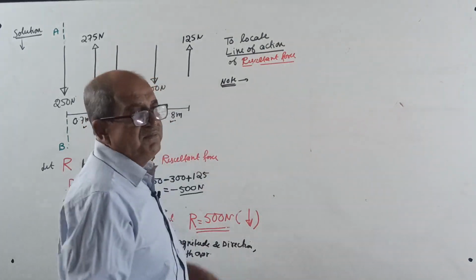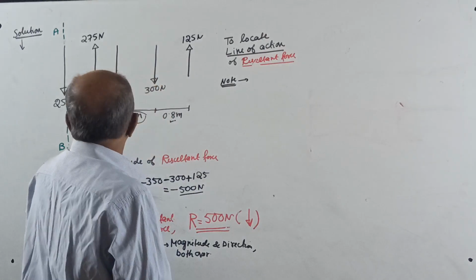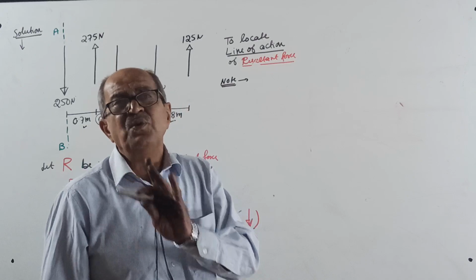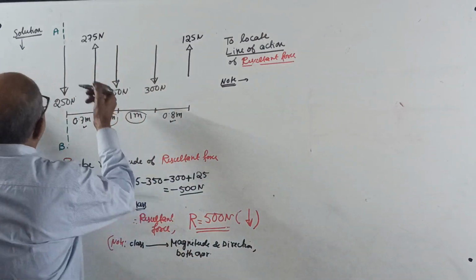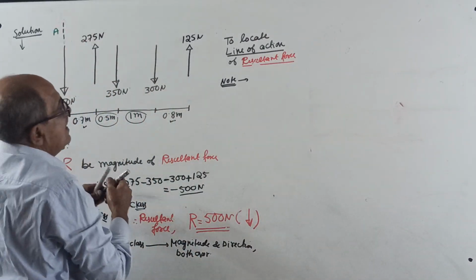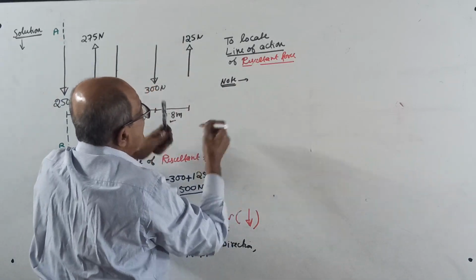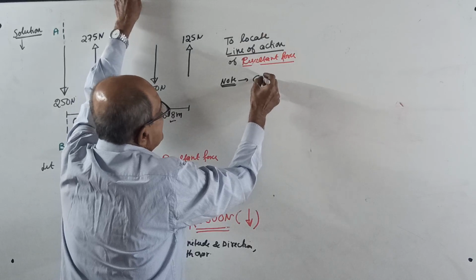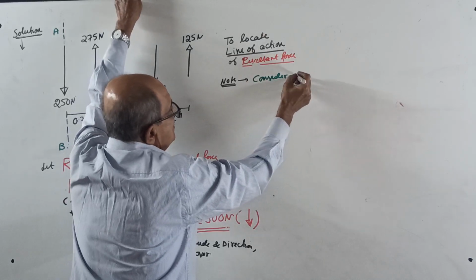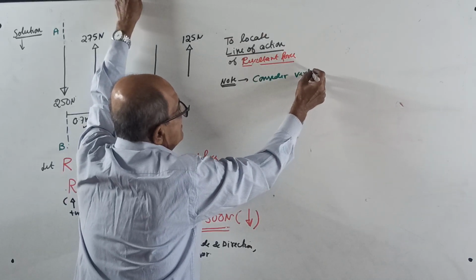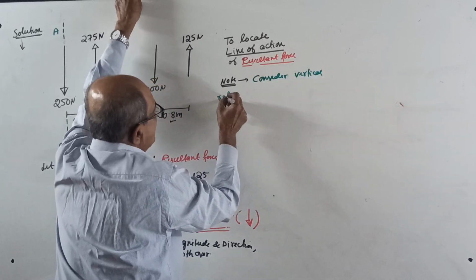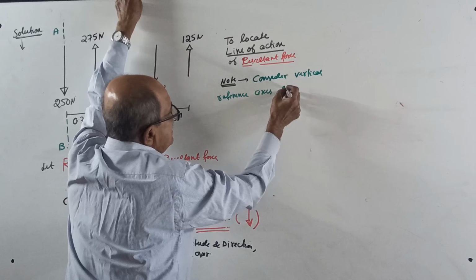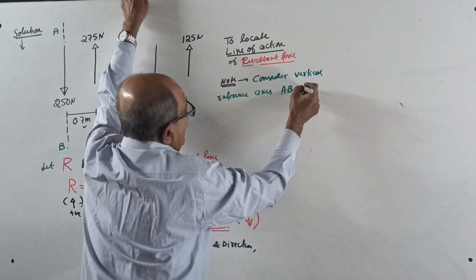Now, you have to take the reference axis. Usually, the reference axis is taken through the first force, merging with the first force. Here, I write now, this is a color difference, new color. Consider vertical reference axis AB as shown.